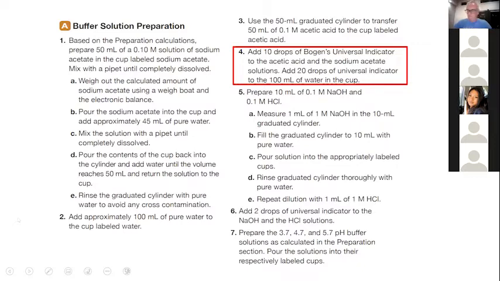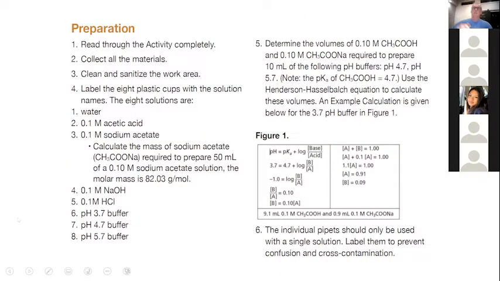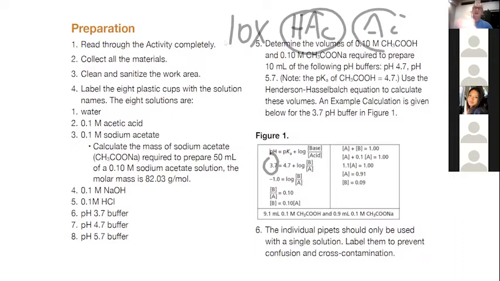Oh, go ahead. Sorry, can you go back to the previous one? Sure. I'm just confused on how we got the 9.1 mL. Oh, because you need 10 times more for making the pH 3.7 buffer. You need 10 times more acid than base. So the ratio of acetic acid to acetate needs to be 10. We're making 10 mils.